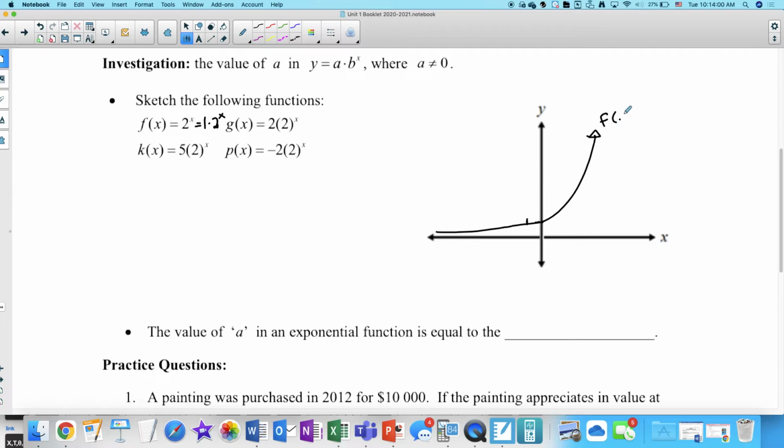Okay? In g of x, we still have that same base of 2. So that means our graph, again, is going to increase. But for g of x, what will our y-intercept be? For the next one, g of x equals 2 times 2 to the x. Yeah, it's going to be 2, right? So this will be g of x.